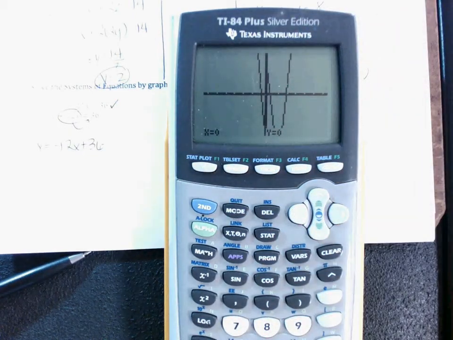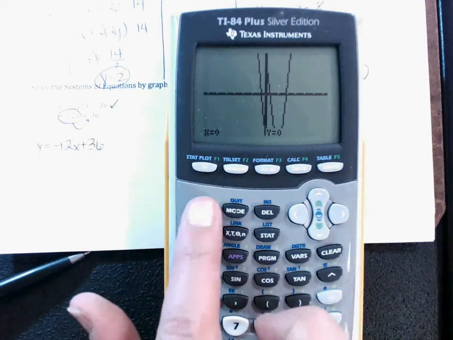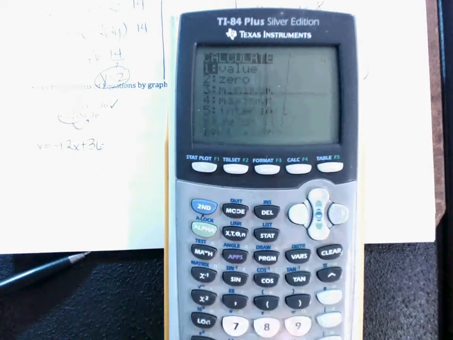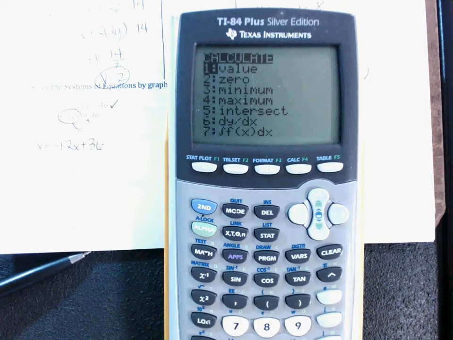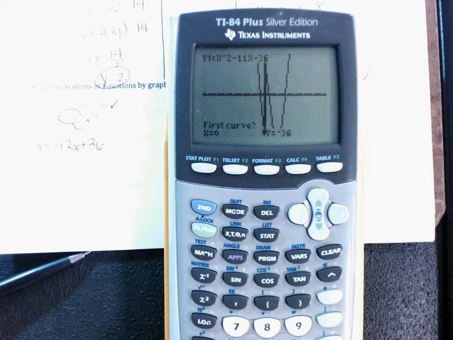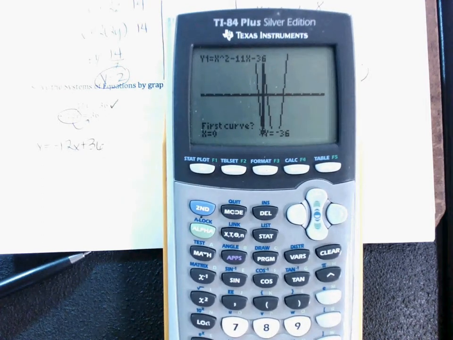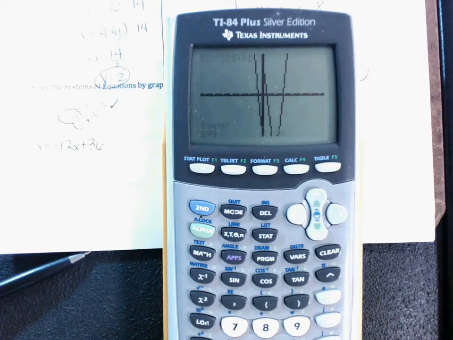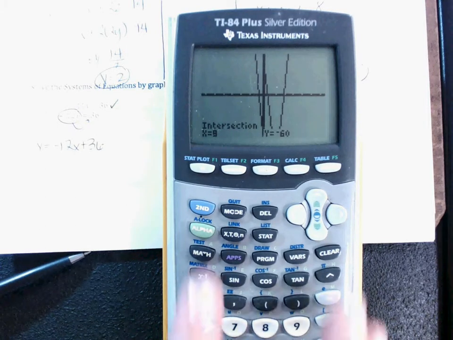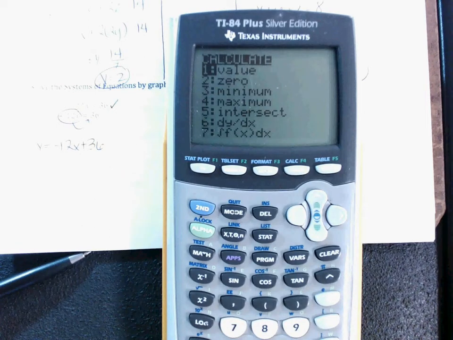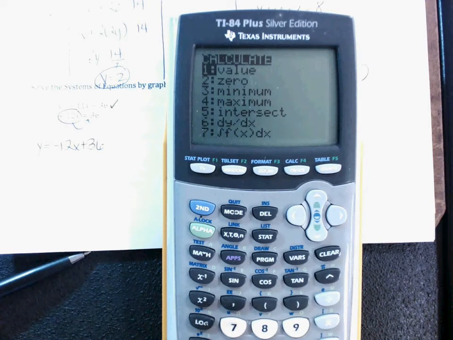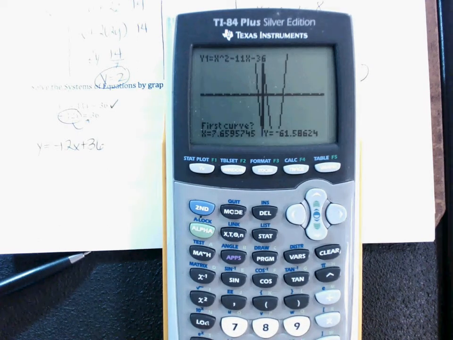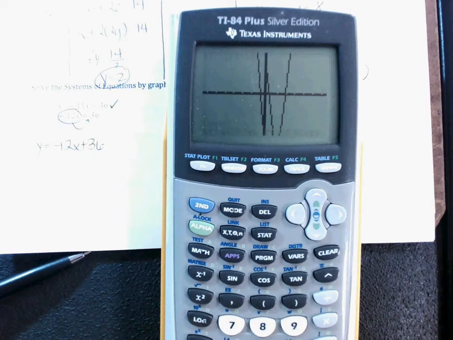Do we remember how to find where those cross? You're going to hit second trace, and then which one says that they're going to cross? Intersect, option 5. Good. So I'm going to push 5, and then I'm going to push enter, enter, enter, and it'll tell you the first place that they cross. Okay, so one more time, I'm going to hit second trace. Then I'm going to push option 5, which says intersect. And then enter, enter, enter. And you have to go kind of slow because your calculators are pretty old. Okay, and it gives you the first place that they cross.